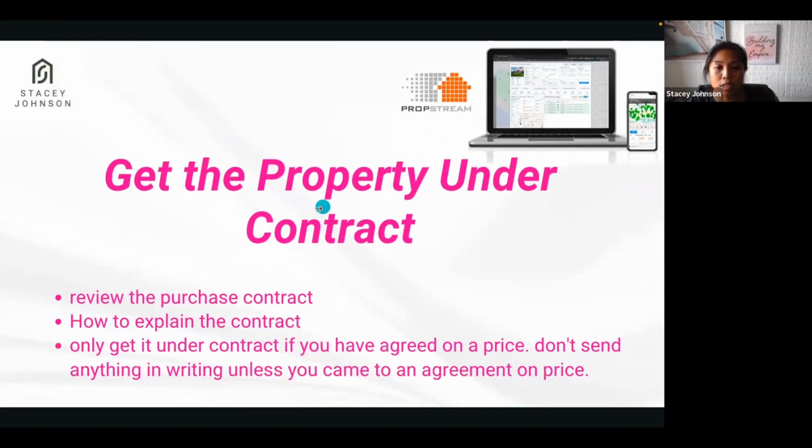What we're going to do is go over the purchase contract and how to explain it to the seller. Now, remember that you only want to send this contract in writing over to the seller if you guys have agreed on a price. If you haven't, don't leave your offer in writing with the seller.